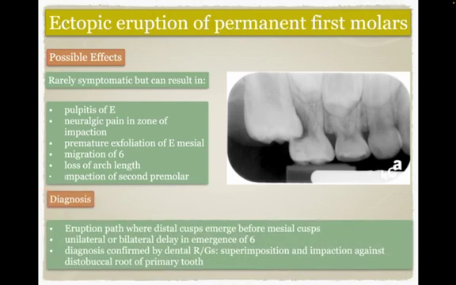Now the diagnosis can simply be done by looking at the eruption path, where the distal cusp emerges before the mesial cusp. So if you examine the patient and see the mesial cusp is not erupted yet while the distal one has erupted, it means there may be an ectopic eruption. Unilateral and bilateral delay by 6 months means the right side erupted, then more than 6 months later the left side has not erupted yet. Definitely this diagnosis can be confirmed by taking a periapical X-ray or OPG to confirm the position of the 6.